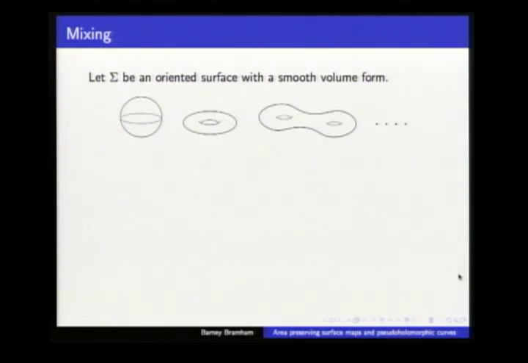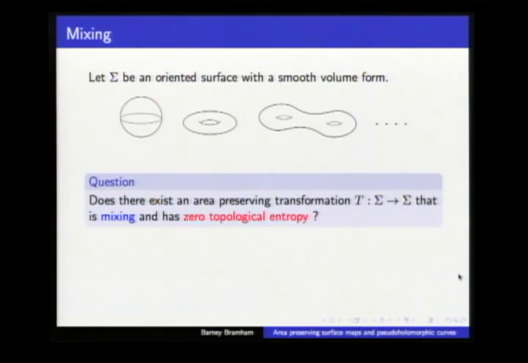So let Sigma be an oriented surface with a smooth volume form. Many of these statements hold even for unoriented surfaces, but with just an area form. Then the question is, does there exist an area-preserving transformation on the surface that has zero entropy and is mixing? It turns out the answer is yes for genus 1 and higher. I'll explain that in a moment. And it's unknown if the genus is 0, so in particular for the disk, the sphere, the annulus.